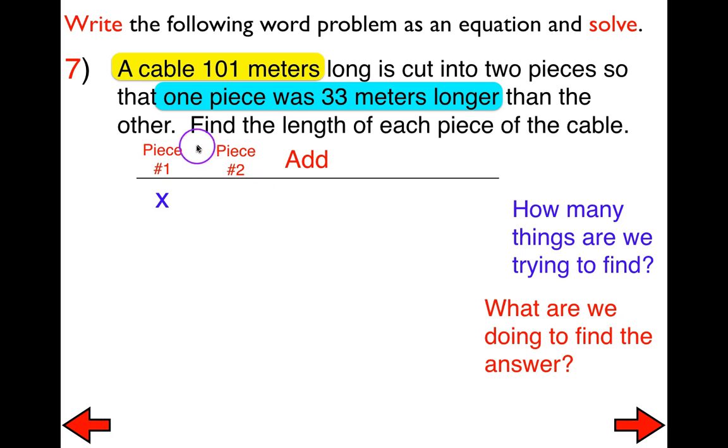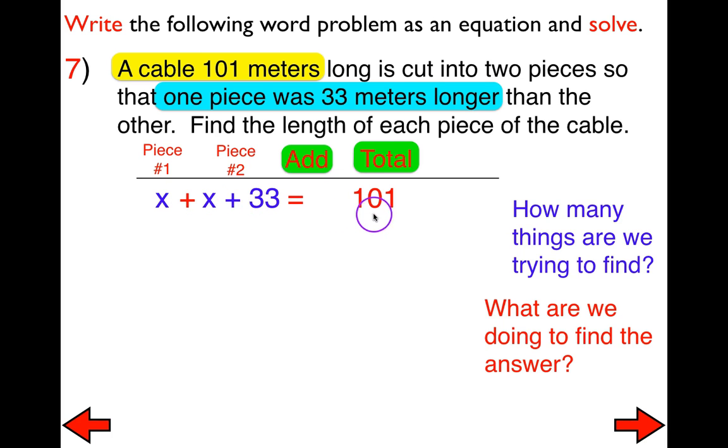So you notice I went ahead and assigned piece 1 as x. I'm assuming I'm just going to call this the shorter piece. So the next piece is going to be 33 meters longer than the first piece. So I'm going to say 33 plus x, or again x plus 33, because that's the standard form. And again, please make sure that you don't just put plus 33. That's not good enough. Now I'm going to go ahead and add these together and make sure they equal 101 meters.